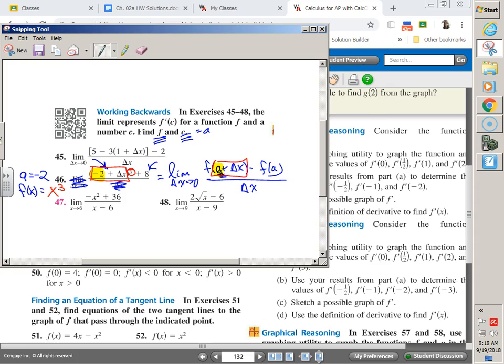It is. Negative 2 cubed is negative 8, and minus a negative 8 is plus 8. f of x is x cubed, and a is negative 2. Why is this good? Why is this exercise good?